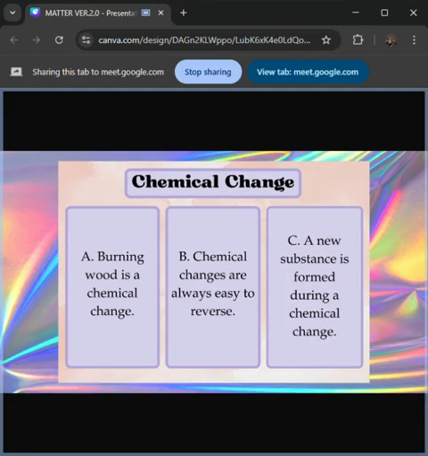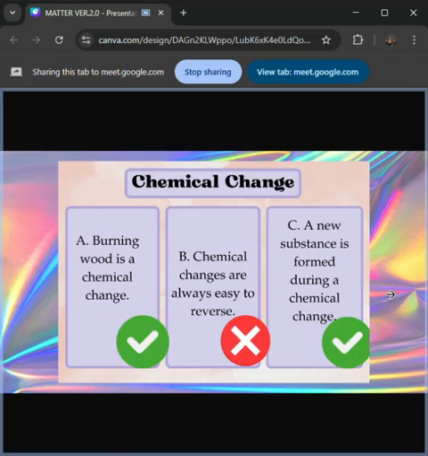So what about chemical change? Anyone who can determine which of the statements is incorrect or is a lie? Okay, so yes, Christine. Okay, so let's find the answer. Okay, so yes, that's correct, Christine. So the odd one here is B, as chemical changes are hard for us to reverse. It is an irreversible process. So let's get down to the next slide.